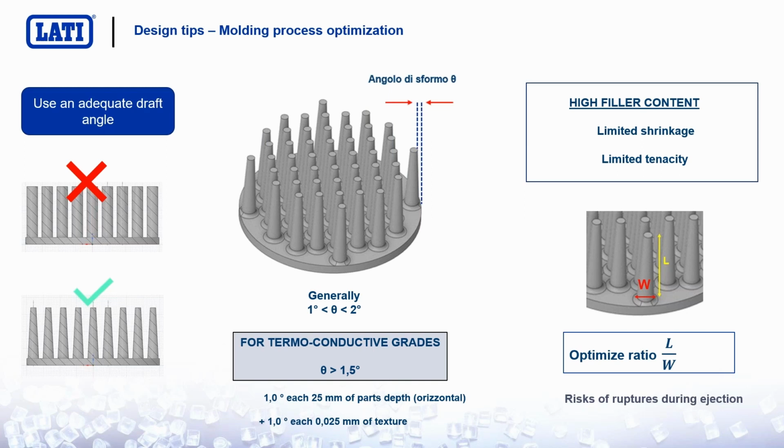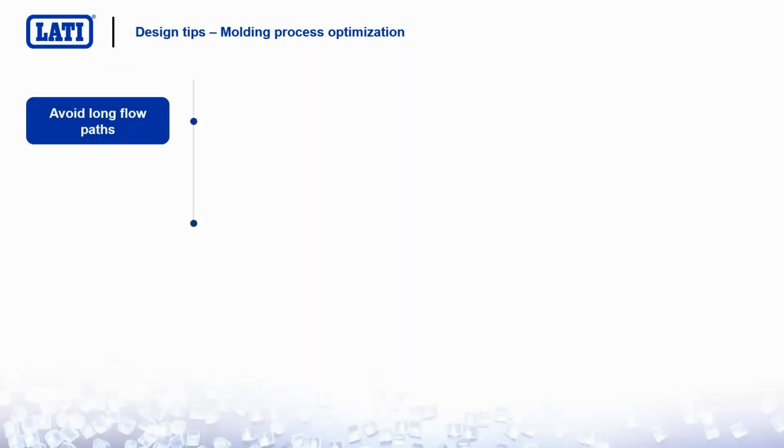The reason for this is, as we said, that this material has a limited strain at break, a limited tenacity. In the specific case of heat sinks and dissipators, where there are some fins or pins, we also need to optimize the ratio between the length and the width of the fins or the pins, due to the risk of ruptures during ejection.